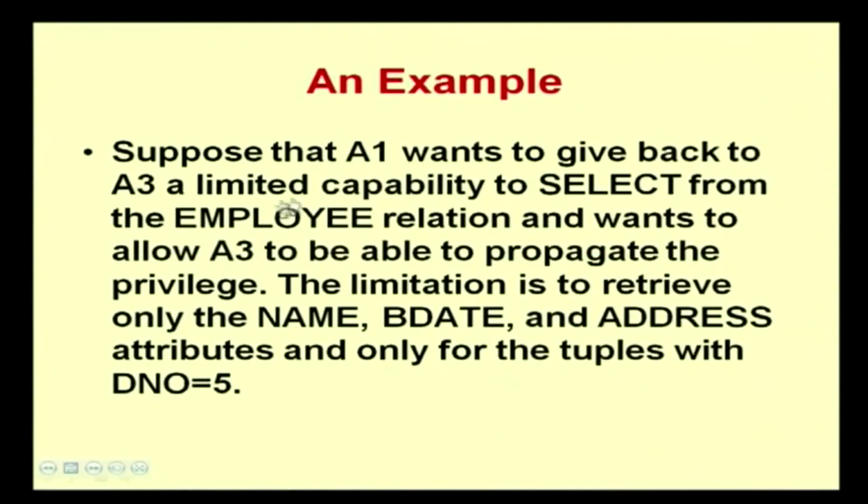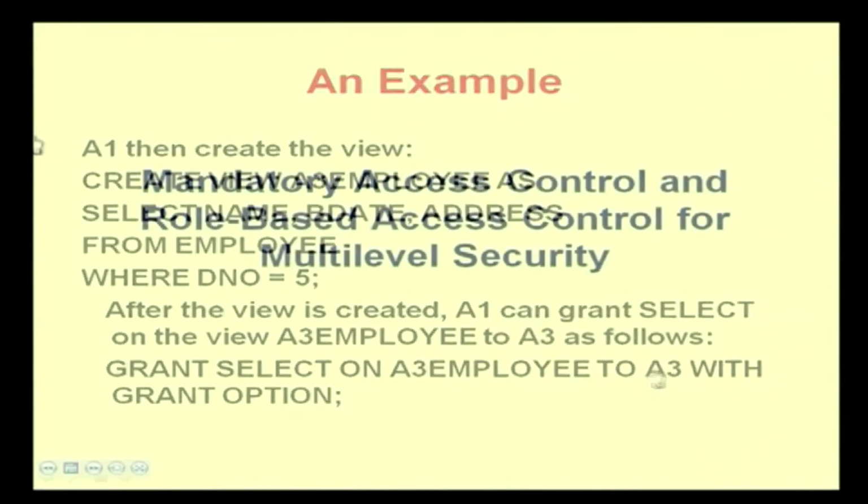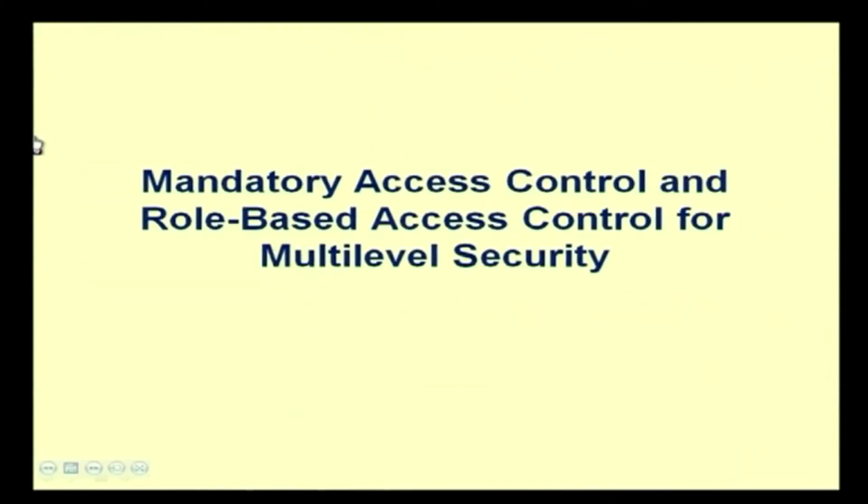Suppose A1 wants to give back to A3 a limited capability to select from the employee relation and wants to allow A3 to be able to propagate the privilege. The limitation is to retrieve only the name, birth date and address attributes, and only for the tuples with department number equal to 5. A1 will then create a view. So, here is the view creation: create view A3 employee as select name, birth date, address from employee where department number is 5. After this view is created, A1 can grant select on the view A3 employee to A3 as follows: grant select on A3 employee to A3 with grant option. So, that is about discretionary access control.